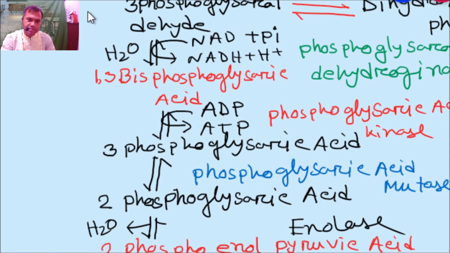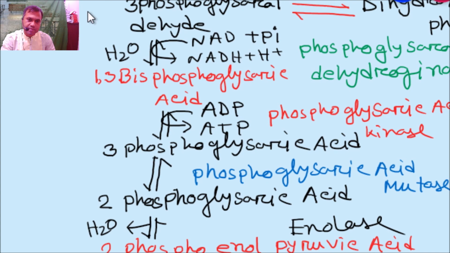This glycolysis process occurs in the cytoplasm. So this process is also known as cytoplasmic respiration. And this pathway was discovered by three scientists named Embden, Meyerhof and Parnas. For that reason, this pathway is also known as the EMP pathway.